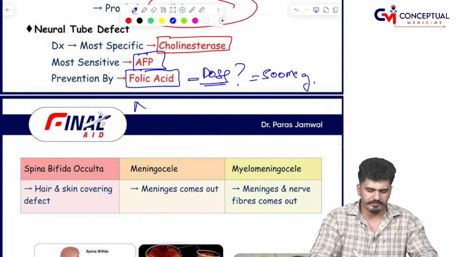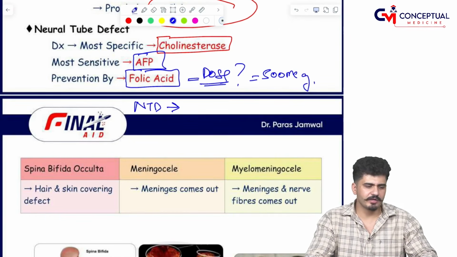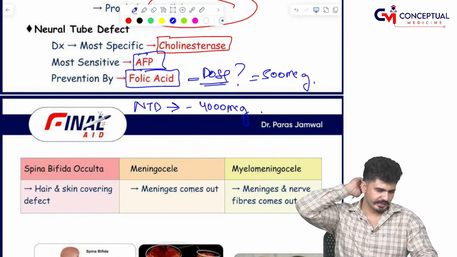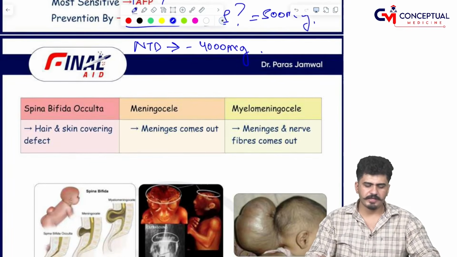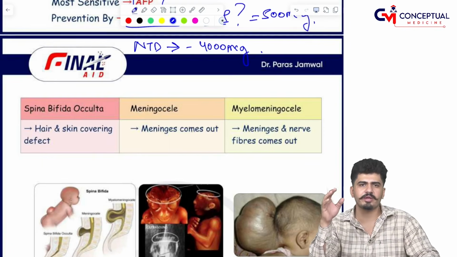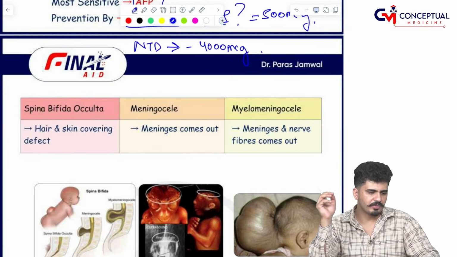If a neural tube defect is already there, to prevent it, if the child already has been born with that, how much will we give? In that scenario, 4000 mcg, 4 gram. बिल्कुल सही बात है, अर्चित. Now, sir, different types of neural tube defects we were talking about. Most specific was acetylcholinesterase, and most sensitive is going to be alpha-fetoprotein.